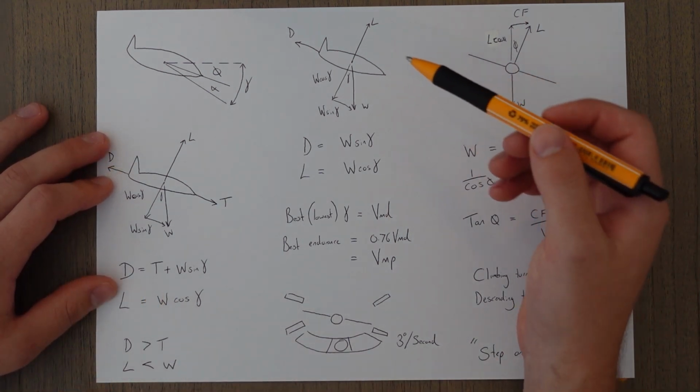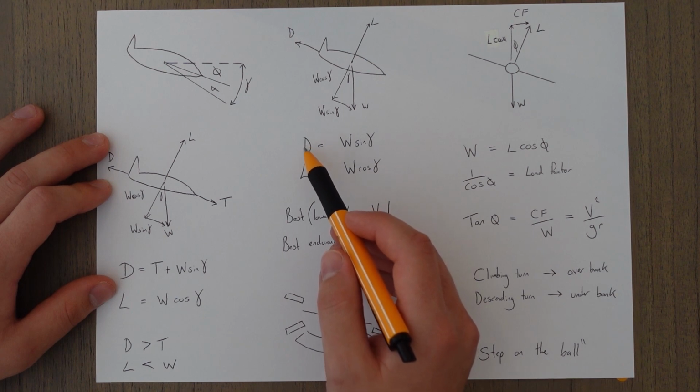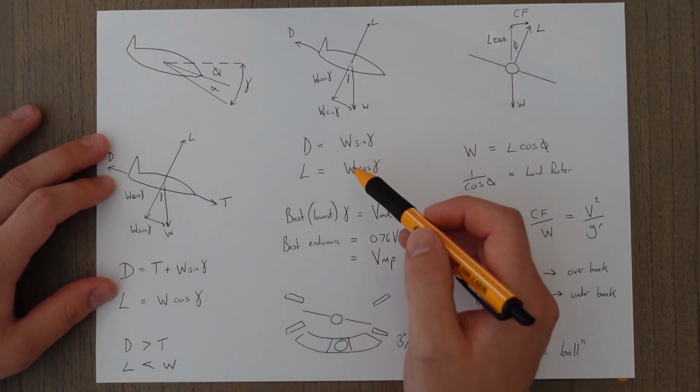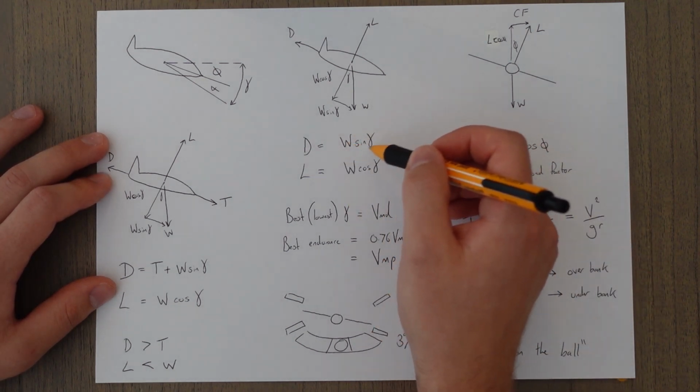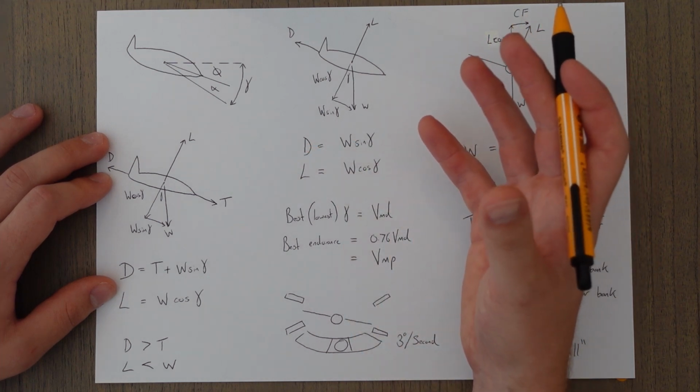In a glide, we have no thrust, so our descent equation gives drag equal to W sine gamma, and the lift is still equal to W cosine gamma. Because we have no thrust, we have to descend at a steeper angle to balance out this drag, and that is the reason why we can't fly as far when we're gliding.